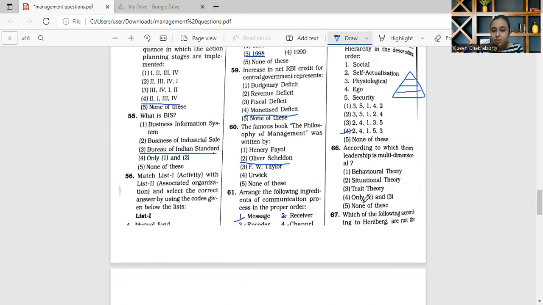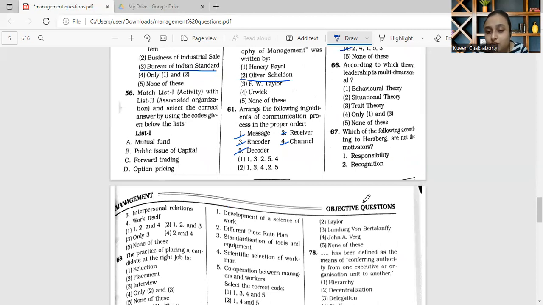Next, moving on to question number 66. According to which theory is leadership multi-dimensional? For this question you have to definitely go through all the theories: behavioral, situational, trait, only 1 and 3, and none of this. So all the theories have to be known well enough. The theory associated with multi-dimensional leadership is the situational theory. In the situational approach to leadership, it is viewed as multi-dimensional.